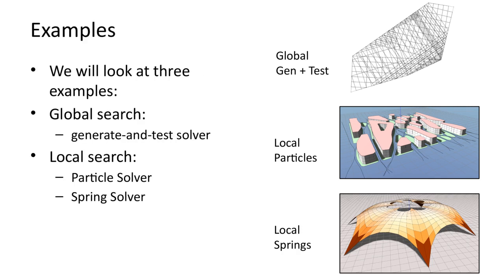In this video, we will look at an example of a global solver. For global solvers, we will look at a generate and test solver. In the videos that follow, we will look at 2 types of local solvers: a particle solver and a spring solver.